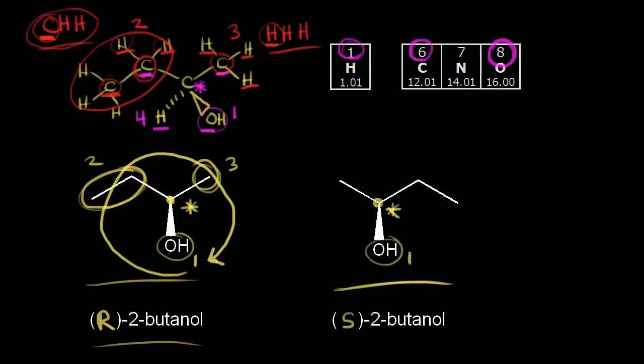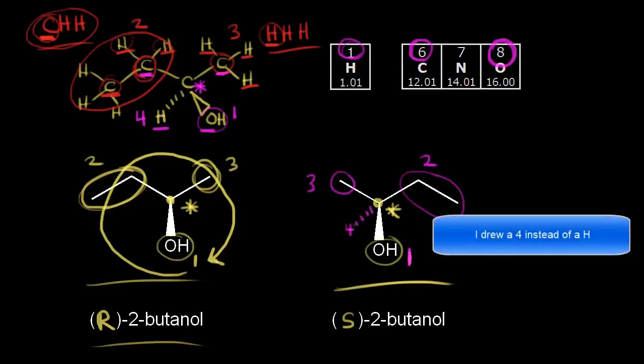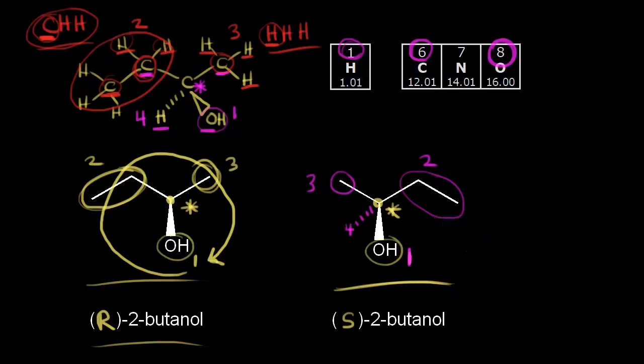Let me go ahead and change colors for this. So this one gets a number 1. We know that our ethyl group gets a number 2. We know our methyl group gets a number 3. And we also know there's a hydrogen going away from us in space. So our lowest priority group is projecting away. So all we have to do now is look at what's happening with 1, 2, and 3. And 1, 2, and 3 are going around this way. And that, of course, is counterclockwise. And counterclockwise is S. So this is S-2-butanol.